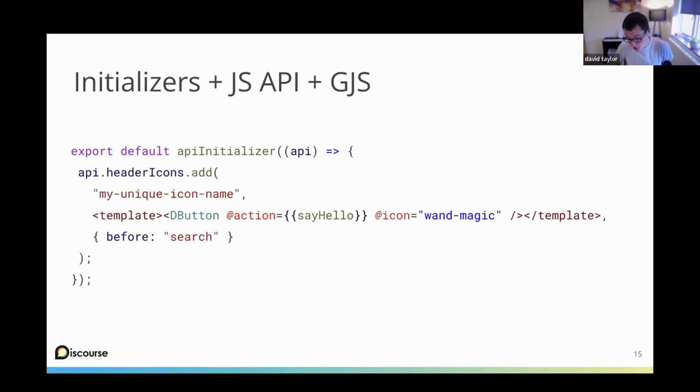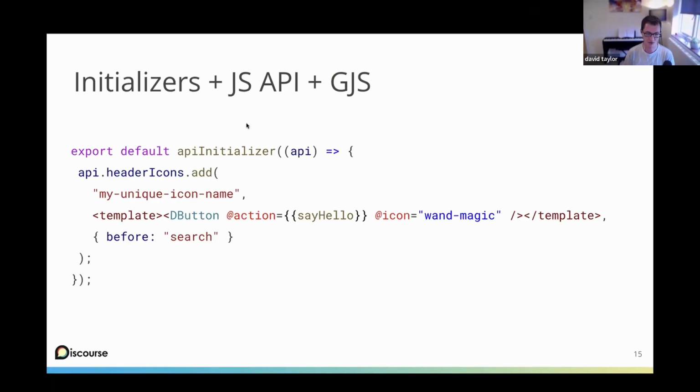For things that go beyond plugin outlets, we have our JavaScript API. So themes and plugins can write initializers like this, which are given access to our magic plugin API object. That has a bunch of methods on it for customizing different parts of Discourse. But the thing I wanted to focus on here is how GJS has made this so much more powerful.